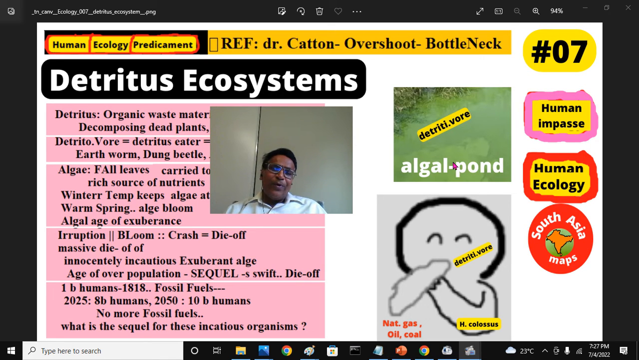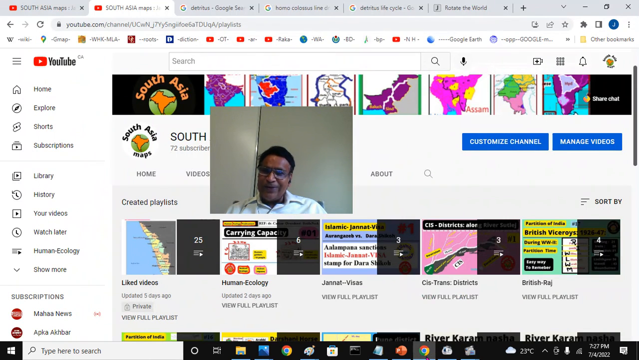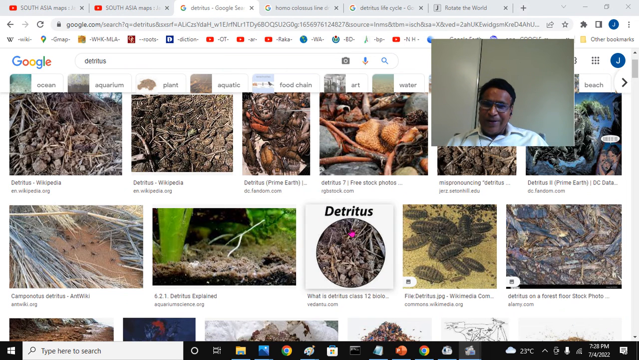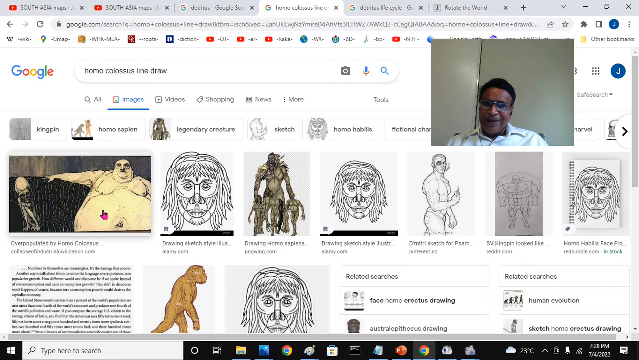That's the very important thing we have to keep in mind, and humans have to be very cautious. They should not add any more numbers to their population. So this is about detritus, decaying dead organic matter. The insects are living on that decaying organic matter. Homo colossus, the giant human being, is a detritivore because he survives on the fossil fuel base, that is the decaying organic matter.